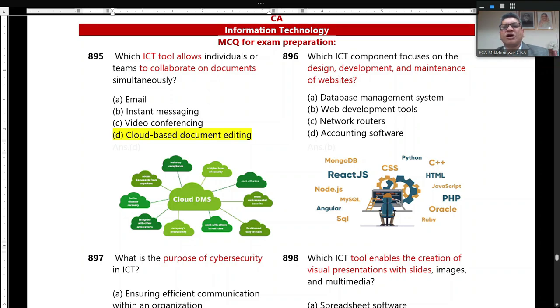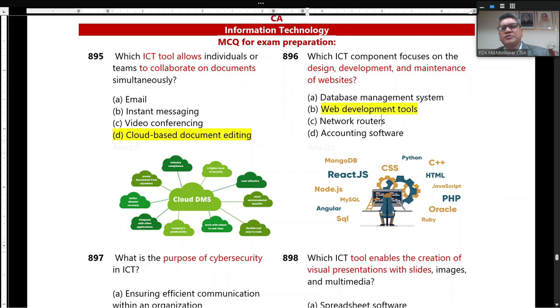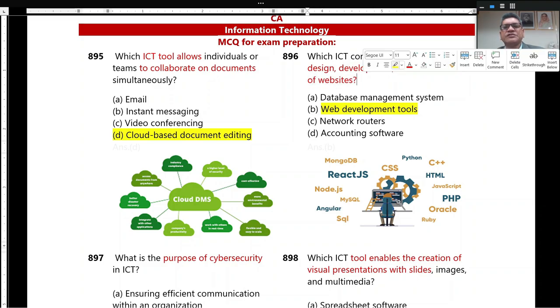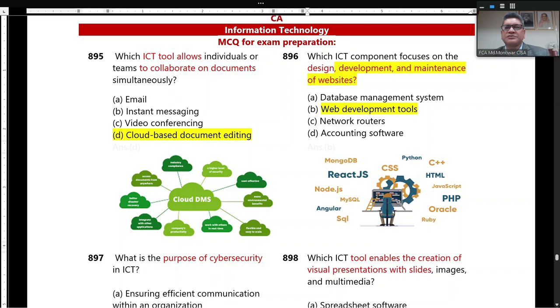Which ICT component focus on the design, development and maintenance of website? Kon ICT component ta eta help kore? Web development tools. So web development tools, this is the component that focus on the design, development and maintenance of website. Answer B, web development tools. So here a lot of web development tools is here.